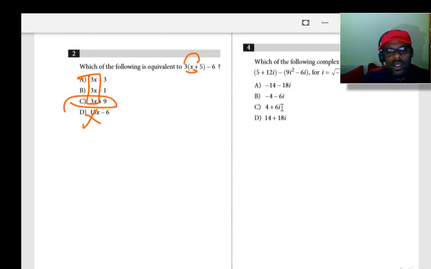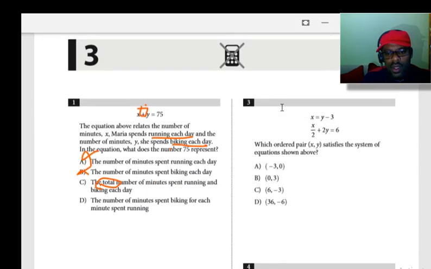Okay. Question number 3. So x is equal to y minus 3, and you have another equation here. Which one of the following ordered pairs will satisfy the system of equations shown above? So from this situation, I have y is equal to x plus 3, which means y is 3 more than x. So which one satisfies this one?